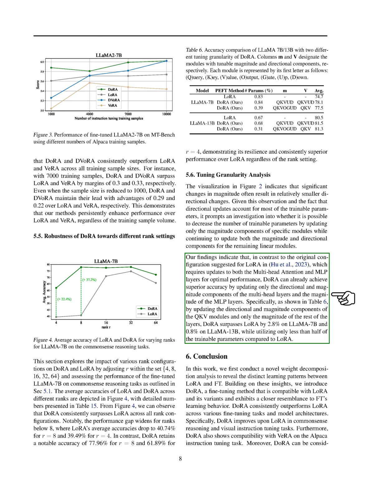DoRA not only surpasses LoRA by 2.8% on Llama 7B and 0.8% on Llama 13B, but also does so with less than half of the trainable parameters compared to LoRA. This approach underscores DoRA's efficiency and effectiveness in achieving superior performance with a more streamlined parameter update strategy.